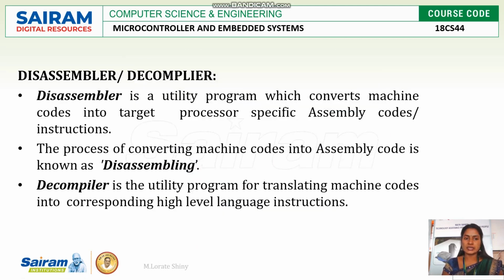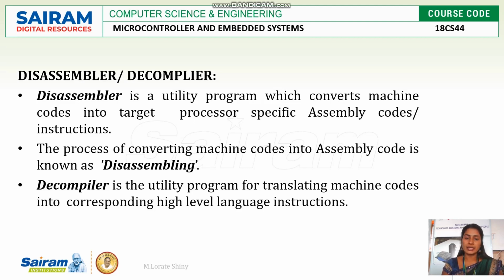Now we are going to see disassembler and decompiler. Already we have studied what is assembler. Assembler is used to convert assembly language into machine language. This disassembler is a utility program which converts machine codes into target processor assembly codes and instructions. So the process of converting machine code into assembly code is known as disassembling.